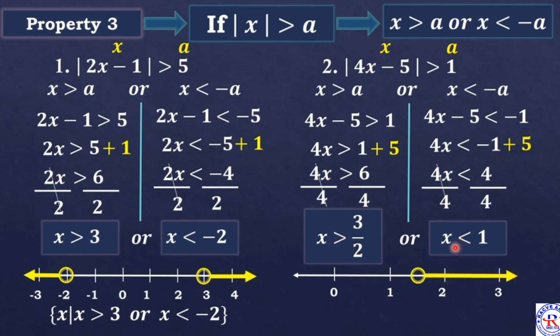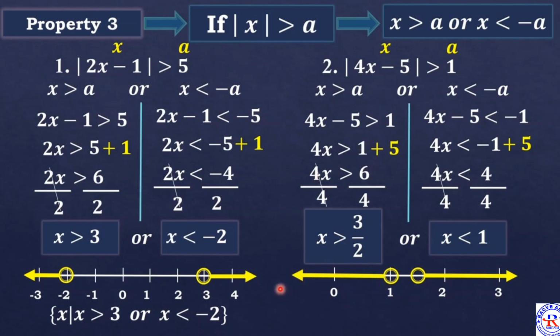Okay? And then this one, x is less than 1. So, plot natin si 1. This is also hollow kasi hindi siya part of the solution. 1 is not part of the solution. And then less than, so pa-left. So dito siya. Okay? So this is the graph of our inequality, including absolute value.